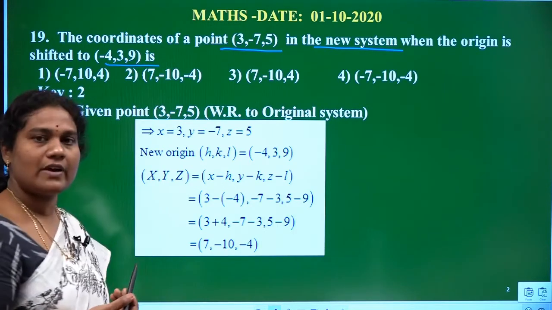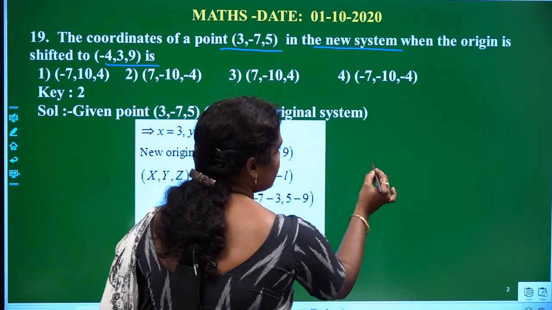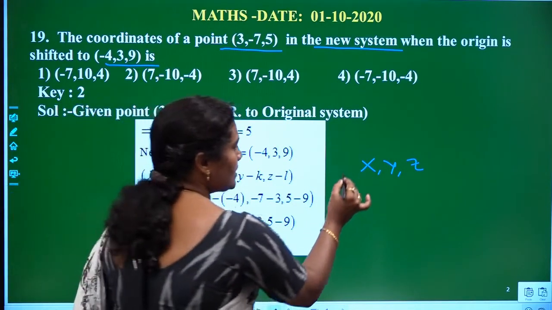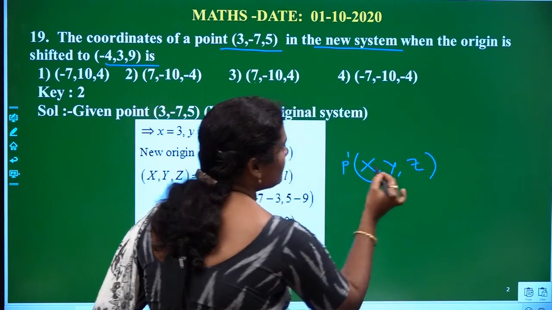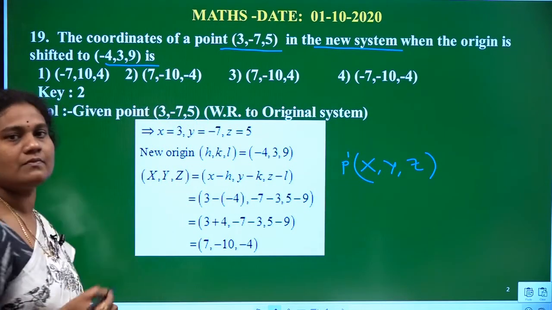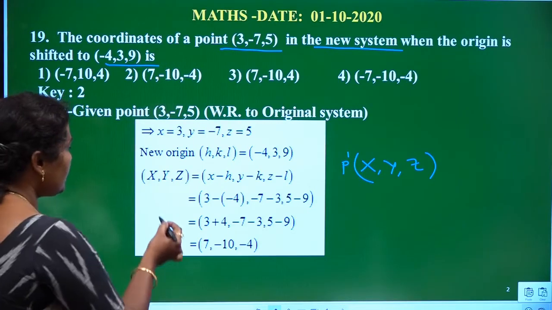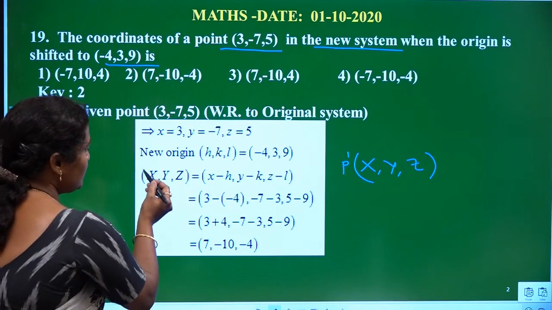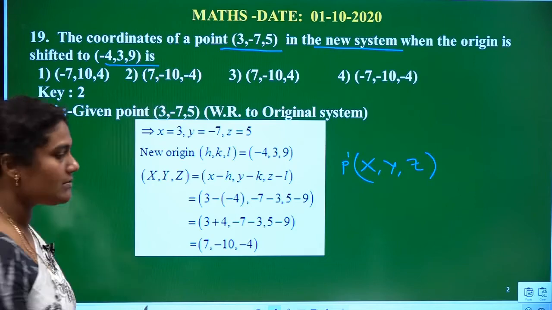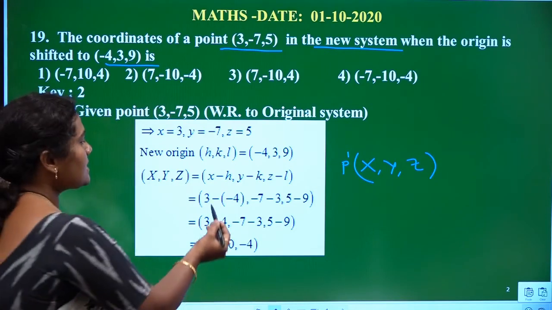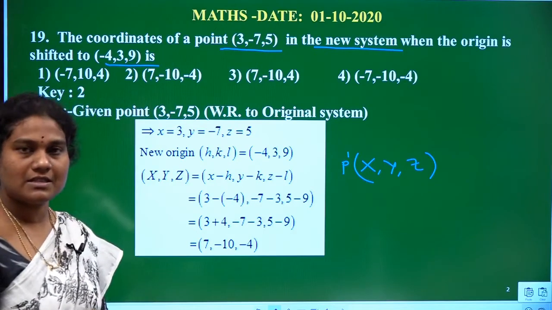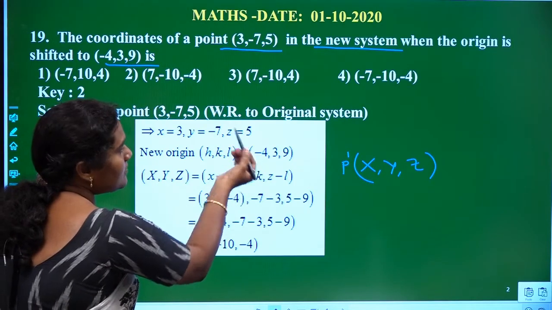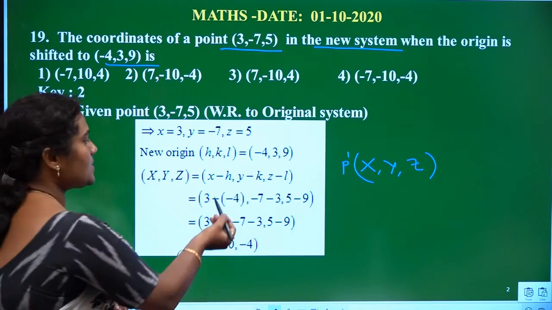Here we need to find the coordinates of the point with respect to the new system. Everybody knows that the formula for the coordinates of the point with respect to the new system is capital X, capital Y, capital Z equals small x minus h, small y minus k, small z minus l. We have the x, h, y, k, z, l values, and we just have to substitute in this formula.